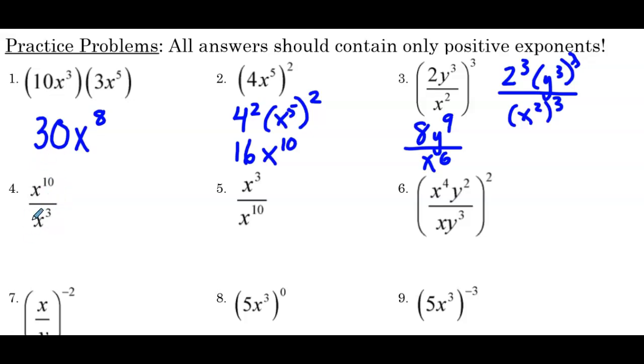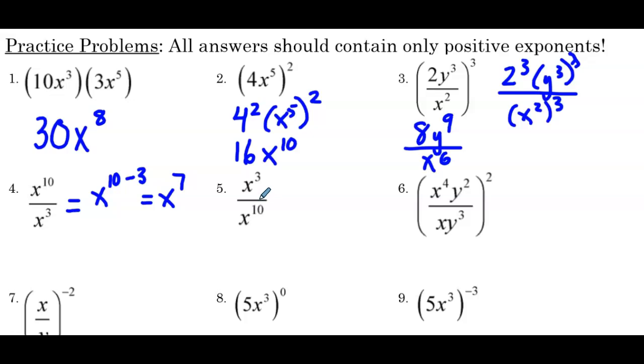X to the 10th over x cubed, so that would be x to the 10 minus 3, which is going to be x to the 7. Again, 10 x's in the numerator, 3 x's in the denominator. 3 sets of x's would simplify. We'd be left with 7 x's.